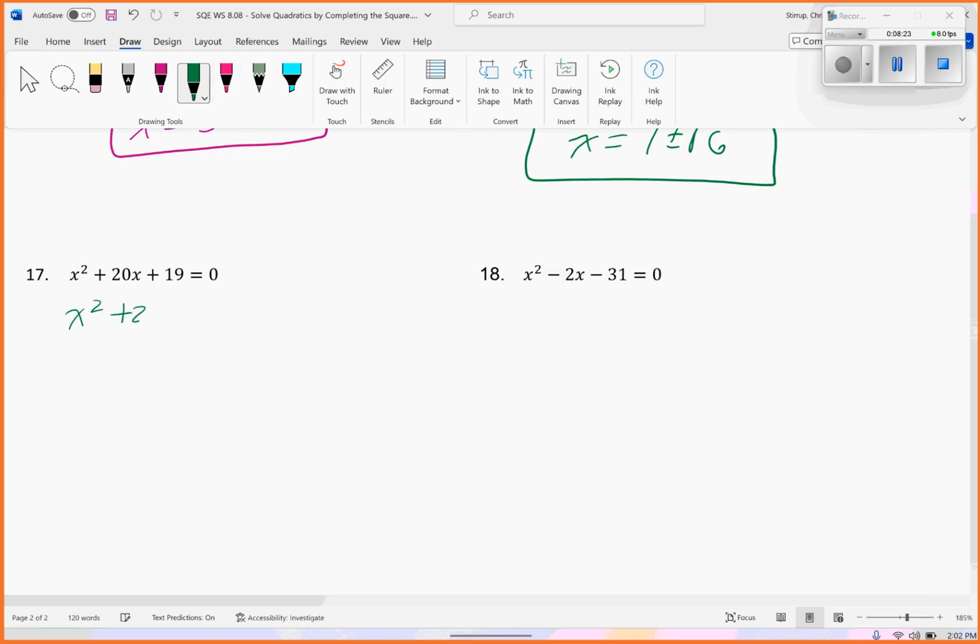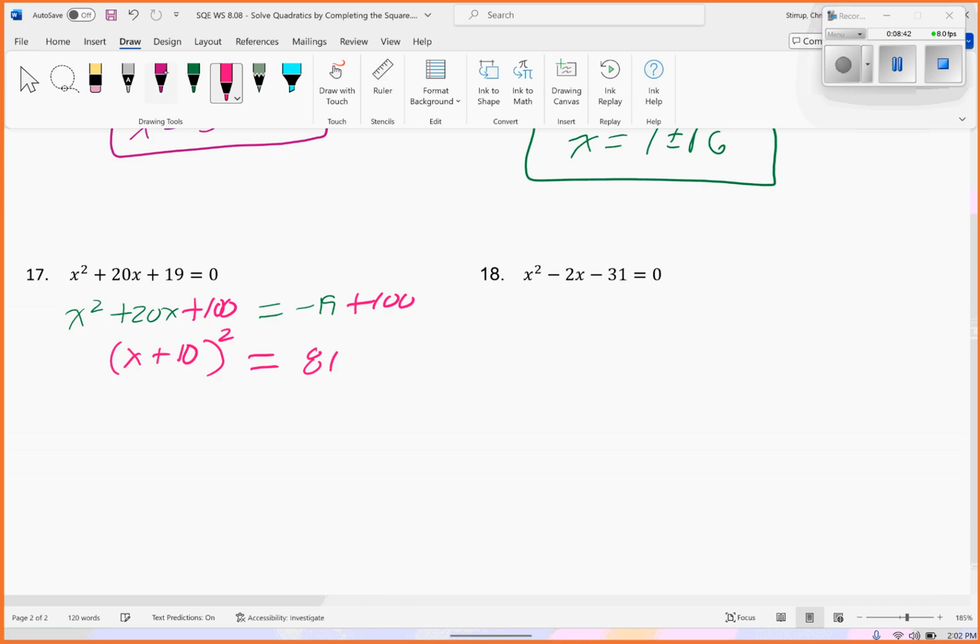17, subtract 19 from both sides, so you get a negative 19 on the right side. You're going to bring that sign straight down. Quantity squared, half of 20 is 10. 10 squared is 100. So add 100 to both sides. So negative 19 plus 100 gives me 81.